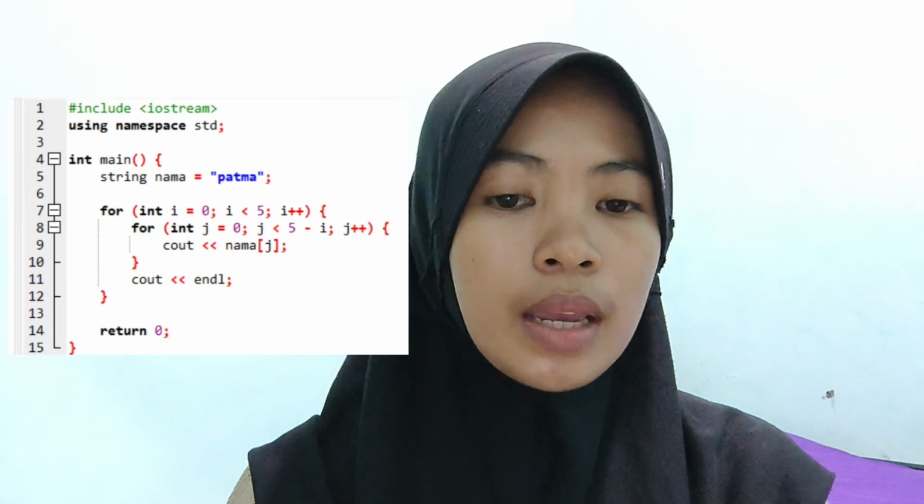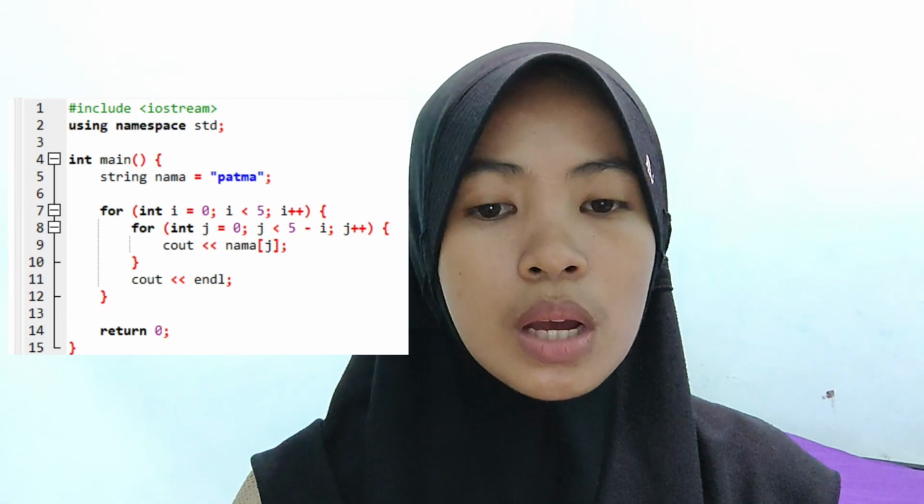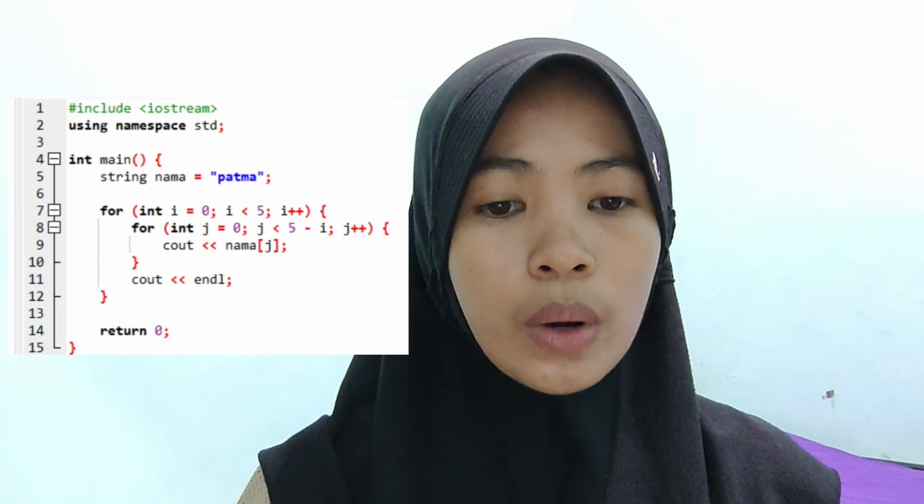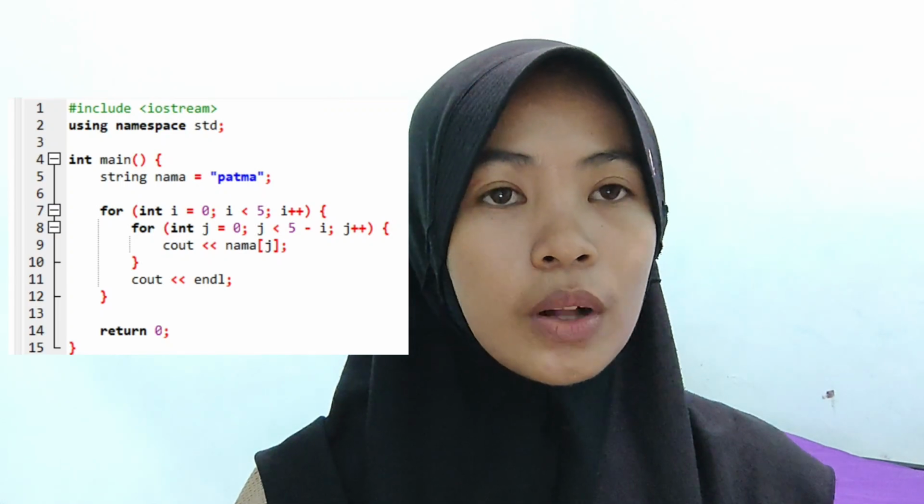Number 4, printing a pattern. Cout name[j] prints the character of the name string at index j. Cout endl prints a new line character after each iteration of the inner loop, so that each new line starts after printing one complete pattern. The output of this program will be as follows.